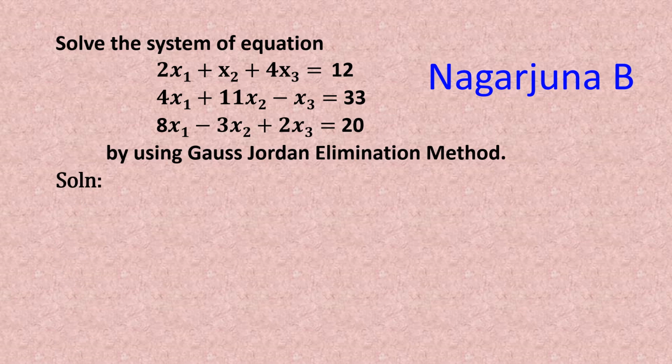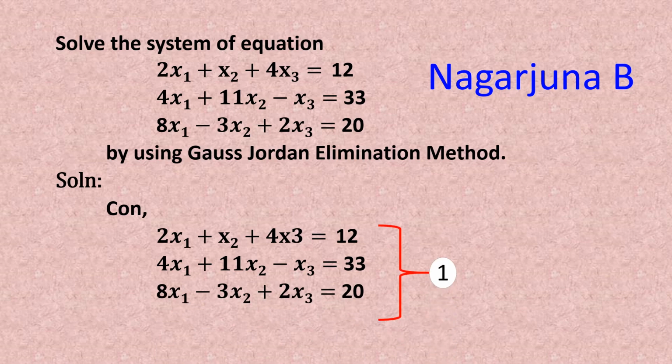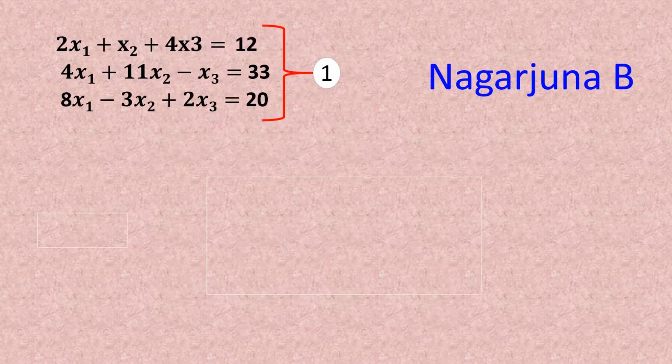Solution: consider 2x1 plus x2 plus 4x3 equal to 12. Then the second equation, 4x1 plus 11x2 minus x3 equal to 33. And the third equation, 8x1 minus 3x2 plus 2x3 equal to 20, and call all together as equation 1.